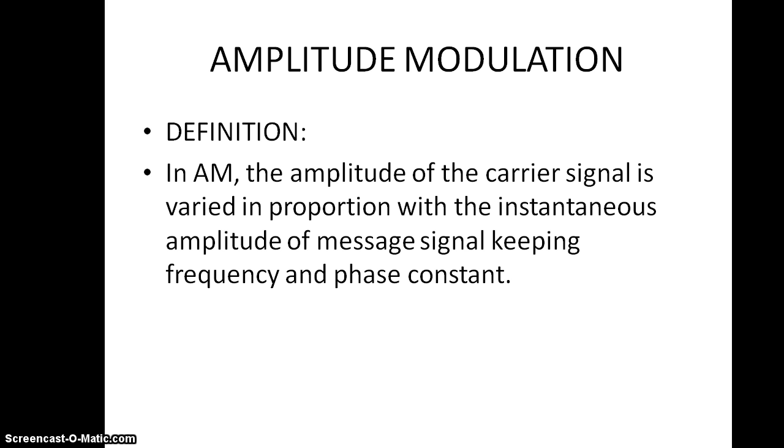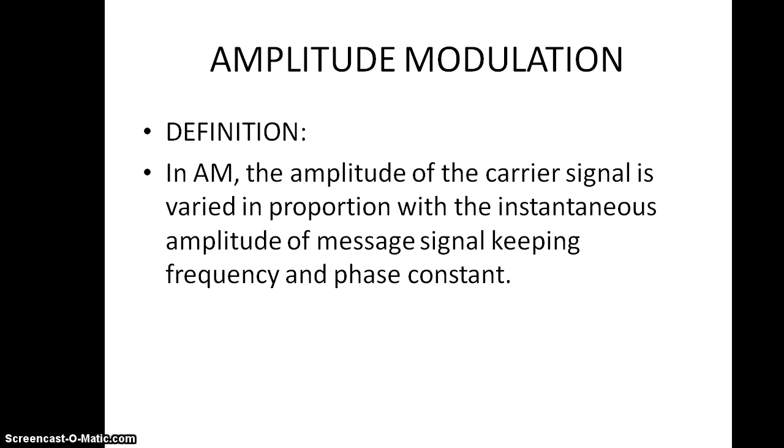So let me recall, modulation is varying some of the parameters of the carrier wave in accordance with the message signal. Based on the variation of the parameter, there are different types of modulation such as amplitude modulation, frequency modulation, phase modulation and some other digital type modulation. Now let us first discuss amplitude modulation.